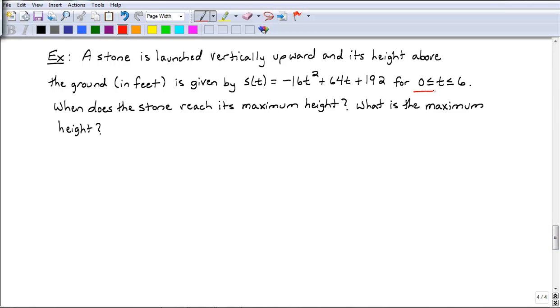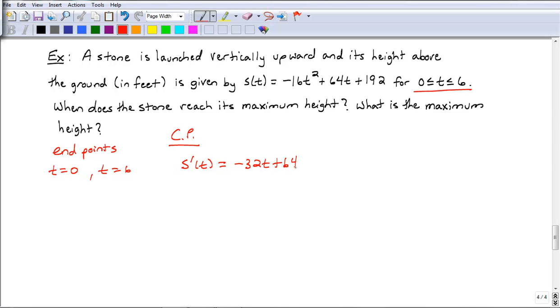And notice they're giving us a closed interval. So this is just like the problems we did before. We want to find the maximum and minimums, and we get the endpoints for free. t equals 0 and t equals 6. Those we automatically get to count. We also get to count the critical points. To find the critical points, I take the derivative, and I get negative 32t plus 64.